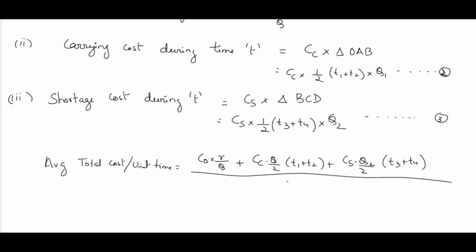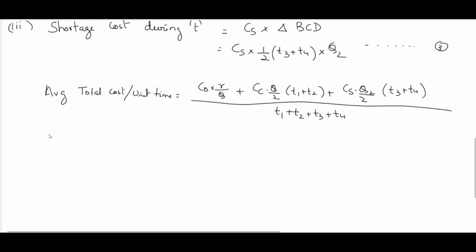divided by the cycle time, capital T, which is equal to the total time T1 plus T2 plus T3 plus T4. This is our cycle time. So this is the average total cost.